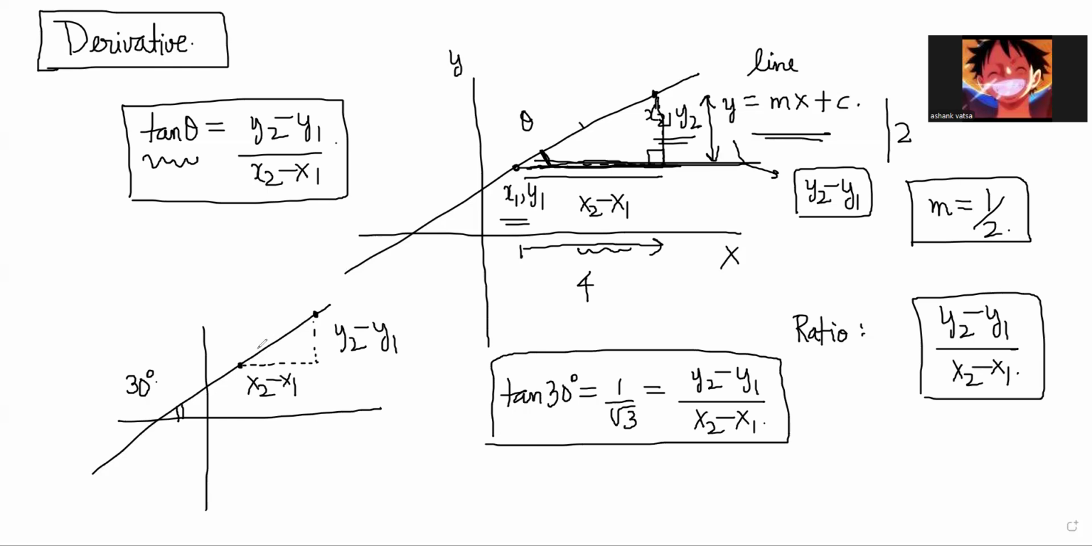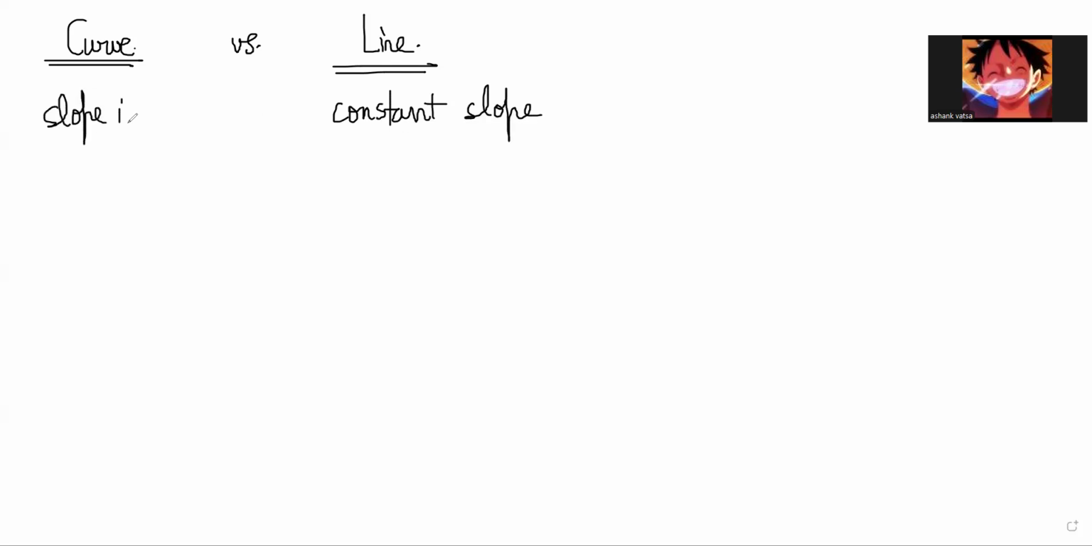Okay, fine. So slope is an important concept because it tells us how fast a line is rising up. Now, the point is that if I have a curve, not a line, what is the difference between a curve versus a line? The difference is that a line has a constant slope, and in a curve, the slope is changing.